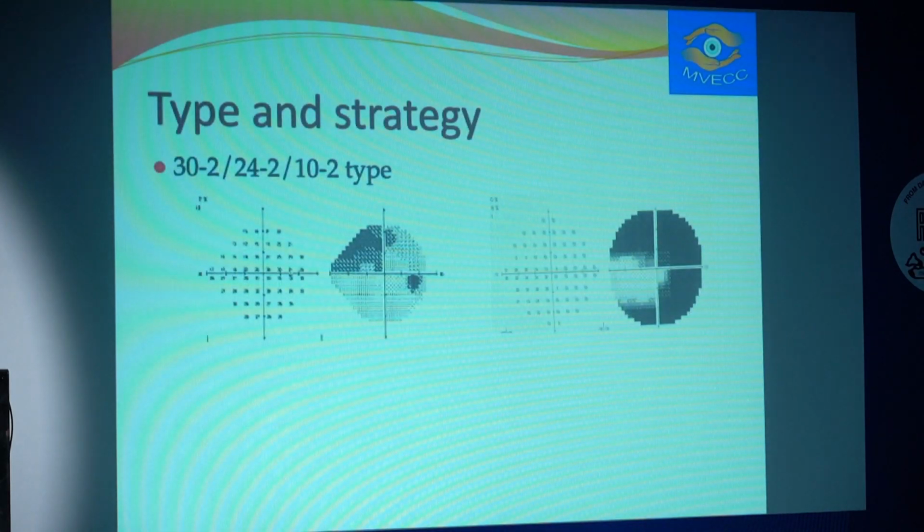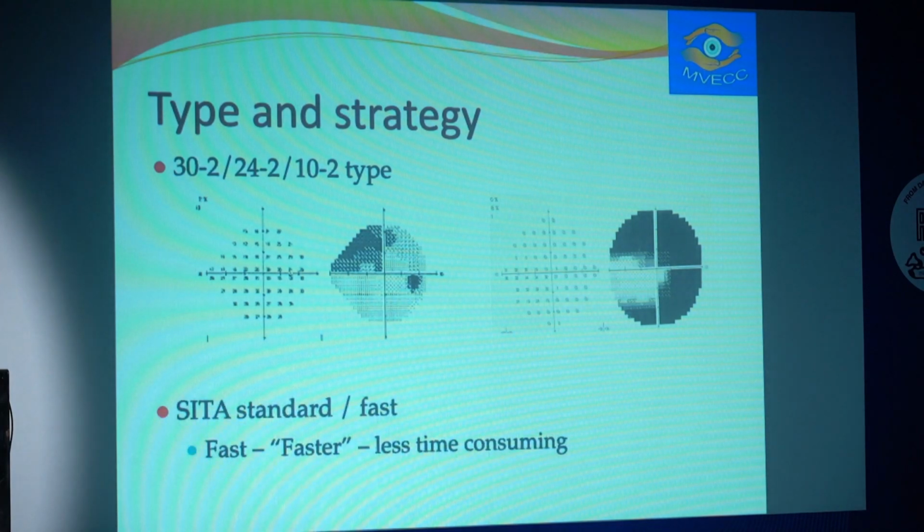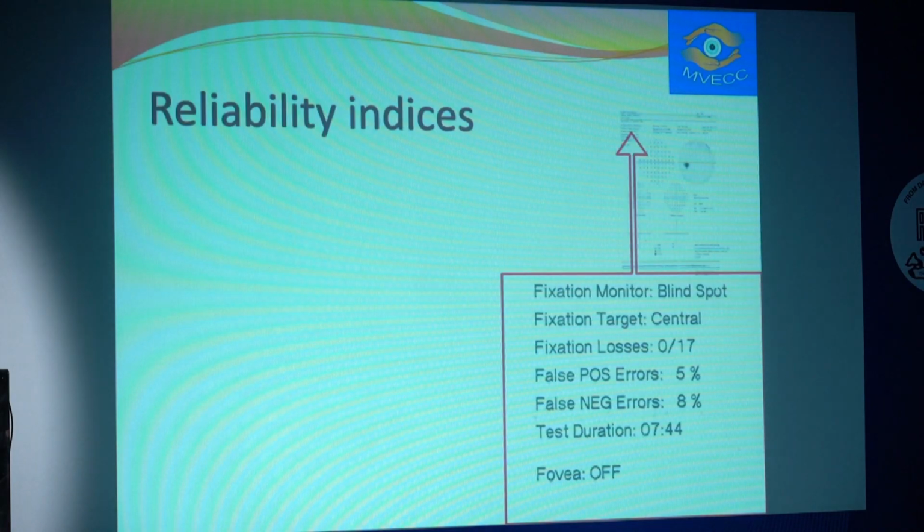Then we talk about the various strategies. We have got 30-2, 24-2, 10-2, and then we have got 30-2C these days. Then we have the standard, fast, and the faster, or as we move forward, we have lesser time consuming. So you have to compare the same type of strategy with the previous same type of visual fields.